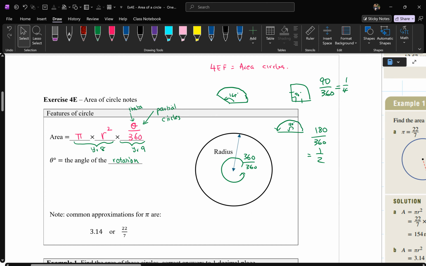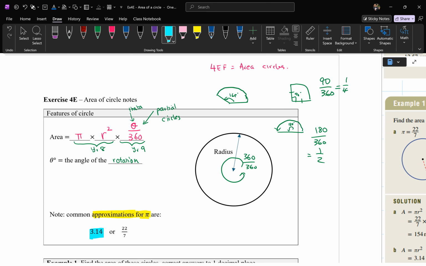Here we go. Let's do some problems now. So sometimes the question will ask you to do approximations. If they say approximations for pi, they have to tell you which one to use. So they'll say use 22/7 or they'll say use 3.14. If they don't tell you to approximate and you use 3.14, which is what a lot of students do, your answers could be wrong.